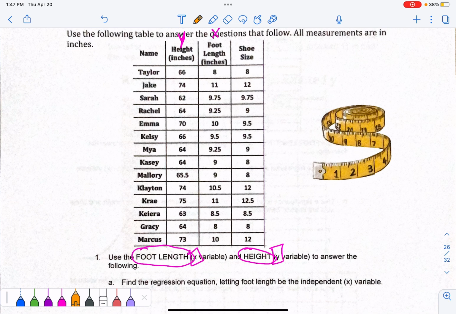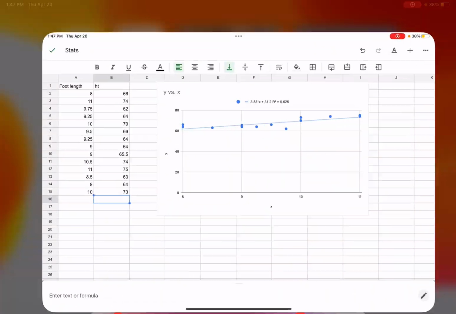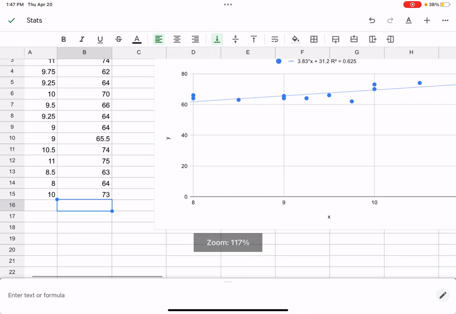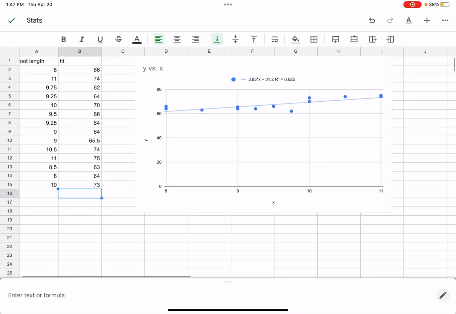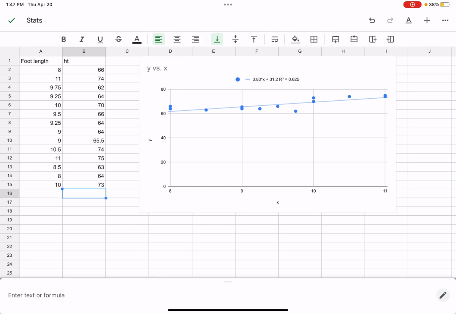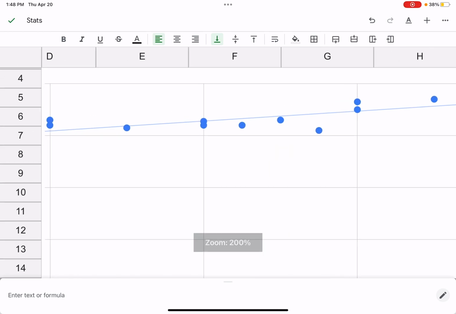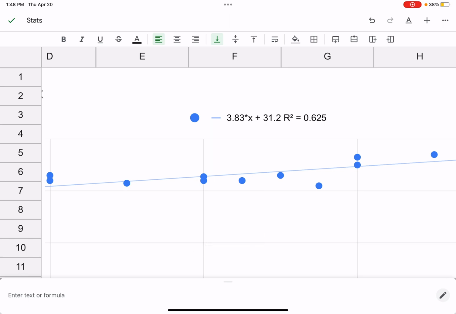But I went ahead and put this onto a Google Sheet. I put the foot length as the left column and the height as the right column, because we want X and Y. And then it went ahead and spit this out. So it is following a decent linear regression. Those dots are pretty in line with each other, so that's not too bad. Our R squared value, I don't know if you can see this very well, I'll zoom in on this. The R squared value is 0.62.